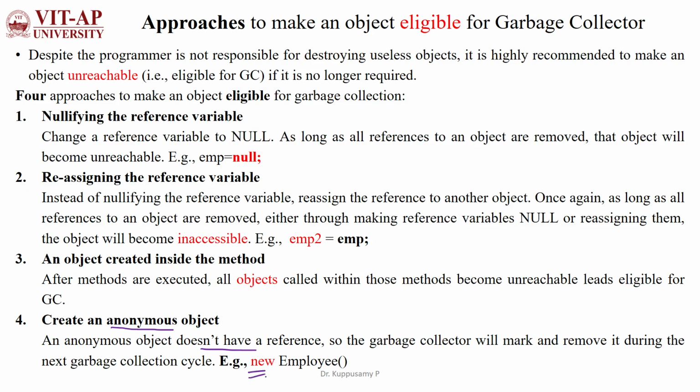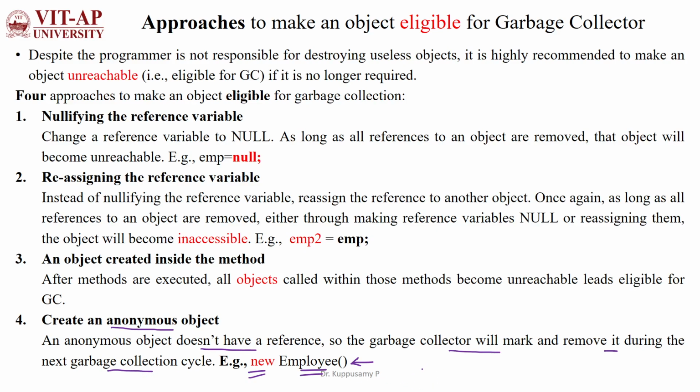You see here we are assigning the memory location by just calling the constructor. So here we are not using any reference variable. So this becomes an anonymous object. The garbage collector will mark and remove it during the next garbage collection cycle.